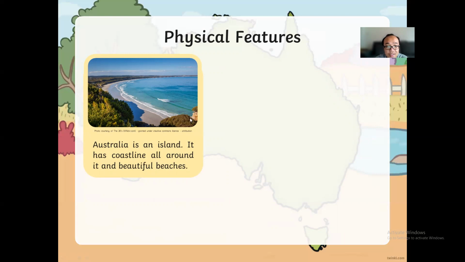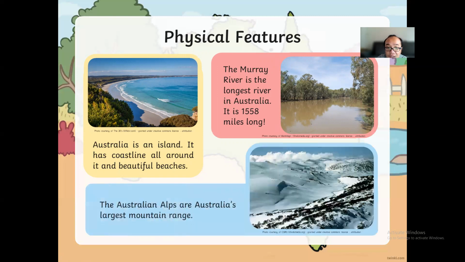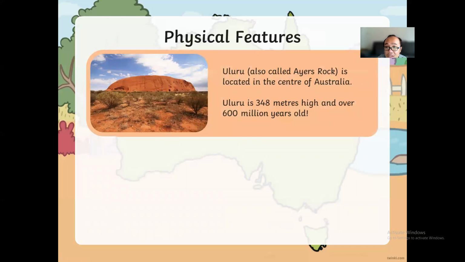So you can see around Australia there are beautiful beaches, and rivers. The longest river in Australia is 1,558 miles long, which is the Murray River. And the Australian Alps are the largest mountain range.